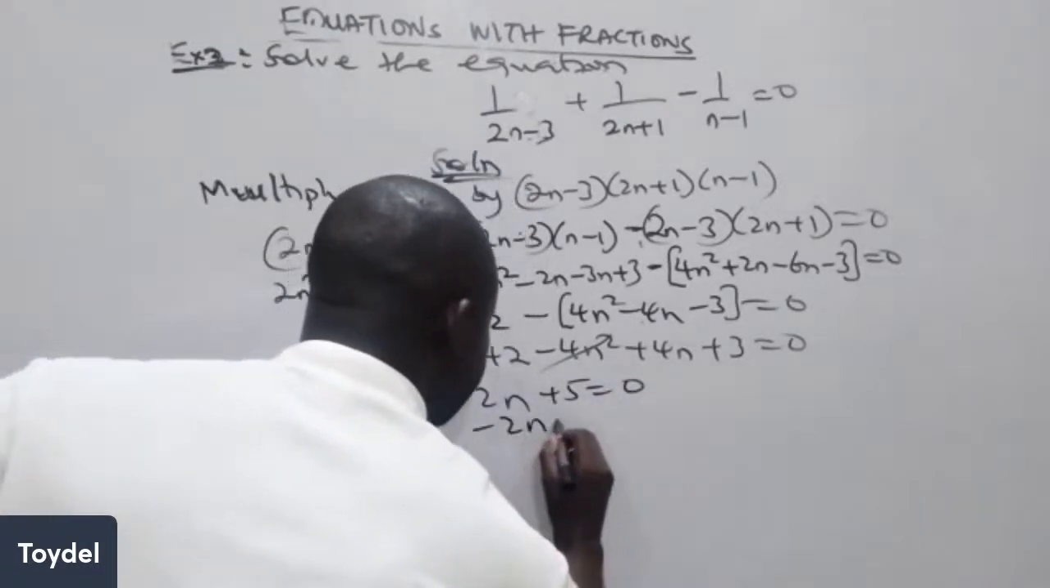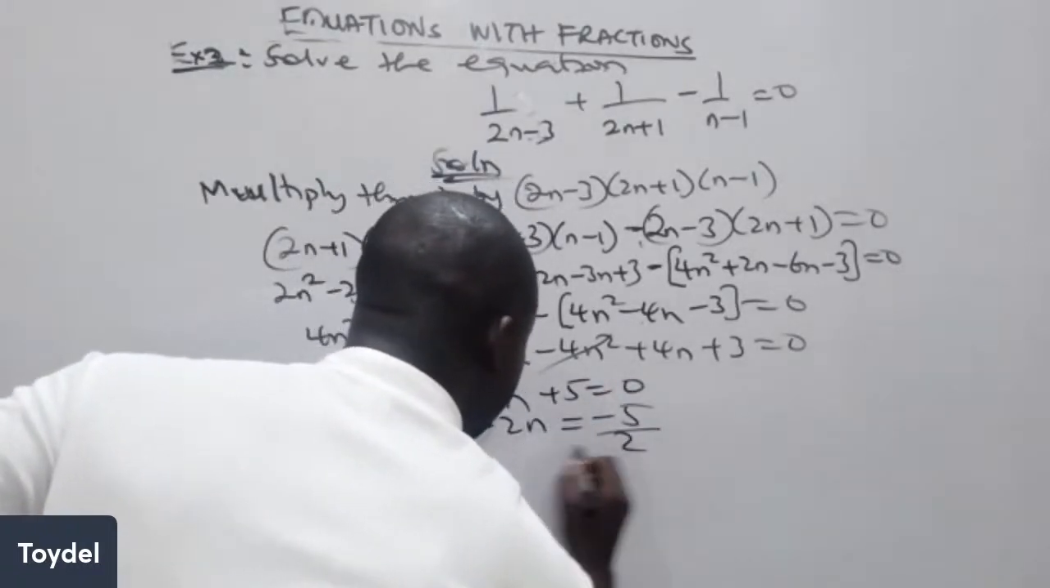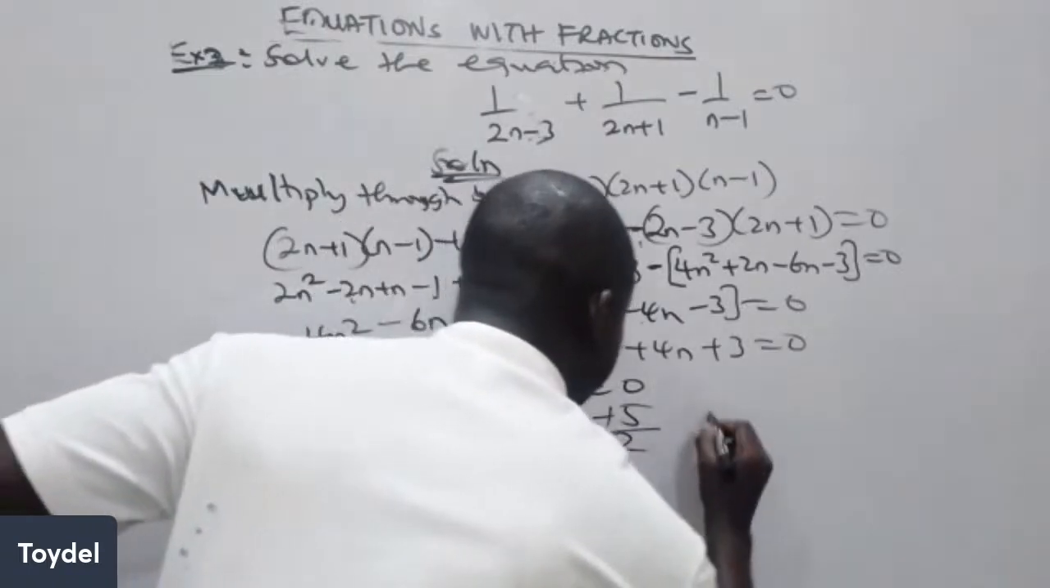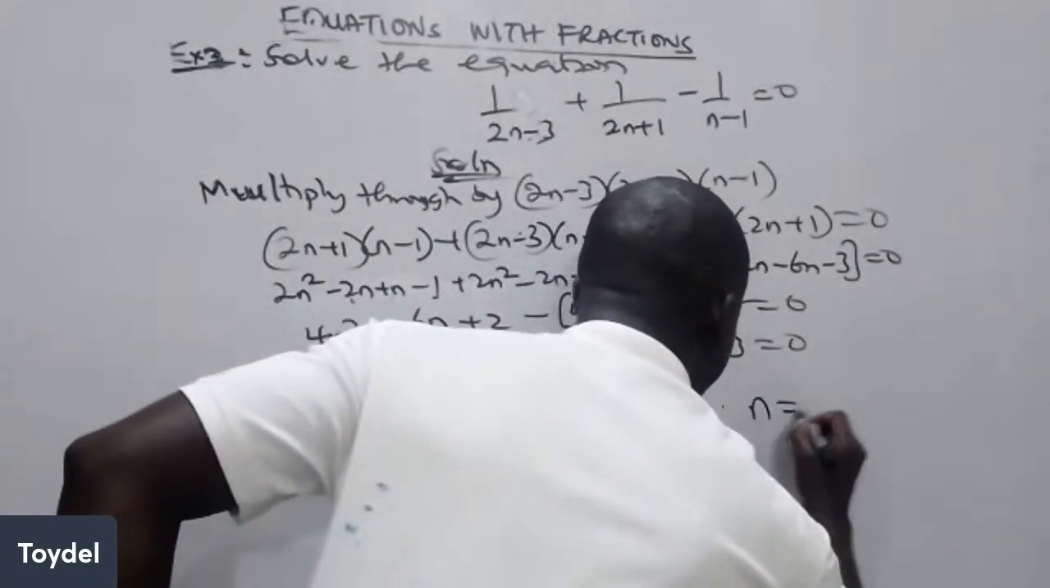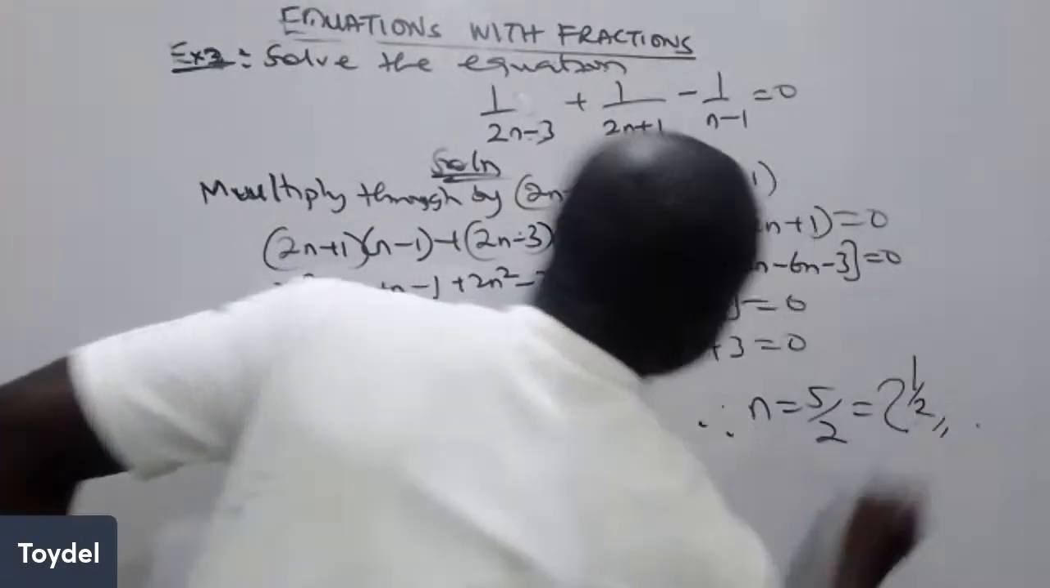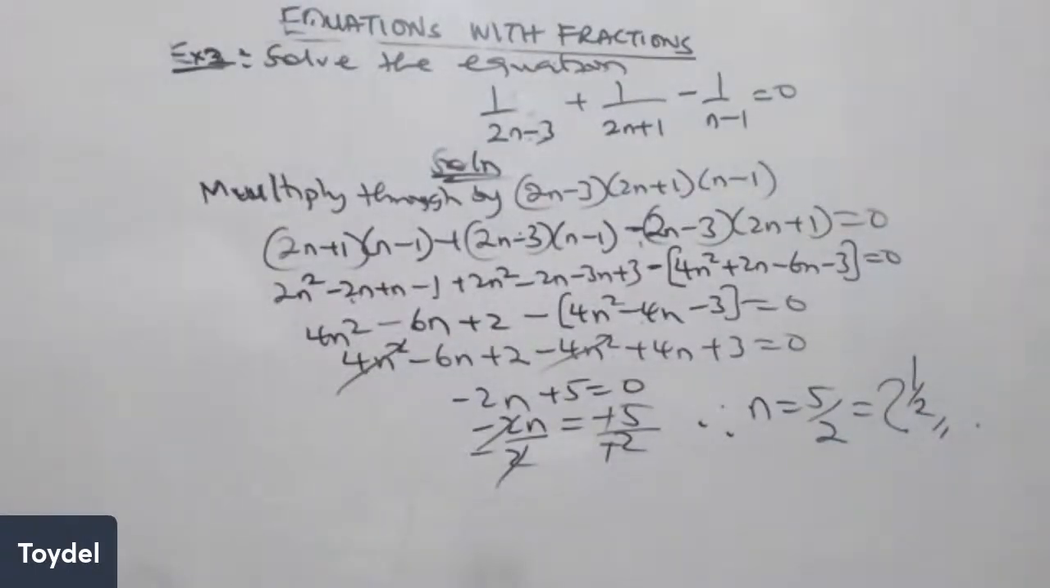So minus 2n equal to minus 5. We divide both sides by minus 2. So minus will take care of minus. So therefore, n is equal to 5 all over 2, which is the same thing as 2 whole number 1 all over 2. And that will be the value of n. So this is how to solve equations with fractions. So I'd love to stop here.